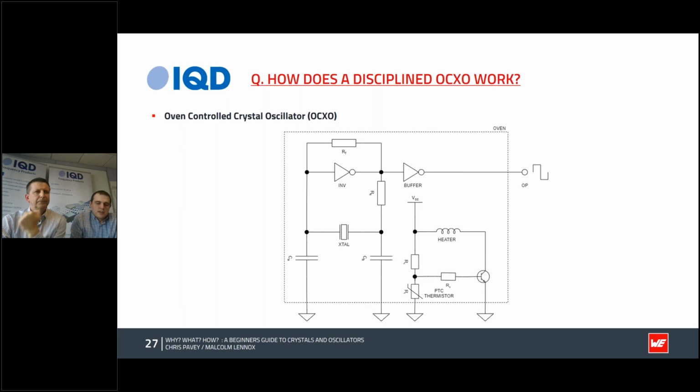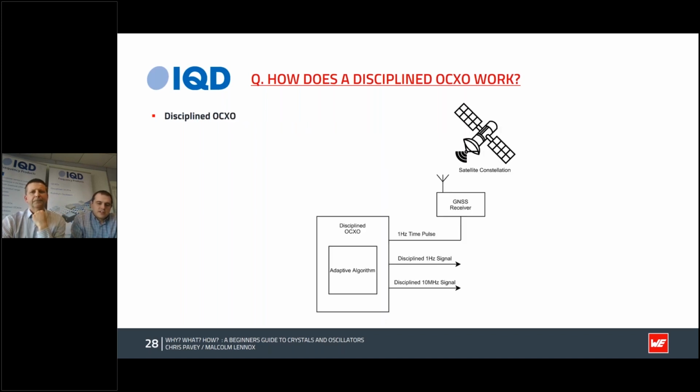This will vary slightly with every crystal, and so the OCXO oven temperature is hand-tuned to match, thus keeping the crystal at the flattest point on its respective curve. A disciplined OCXO goes one step further to this by incorporating an advanced adaptive algorithm that, when coupled with a known 1 Hz clock signal, can be trained to tune the output even further.